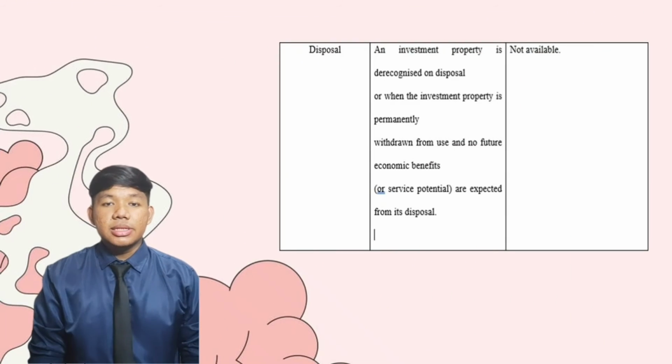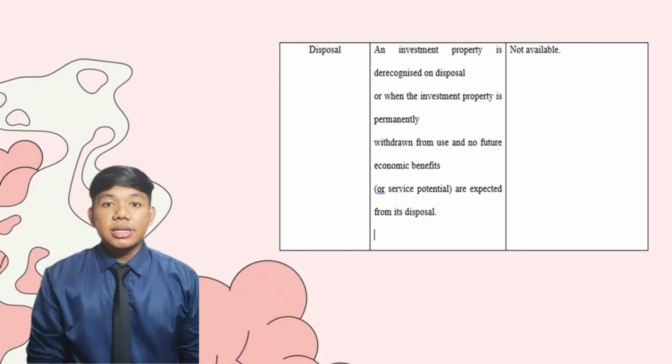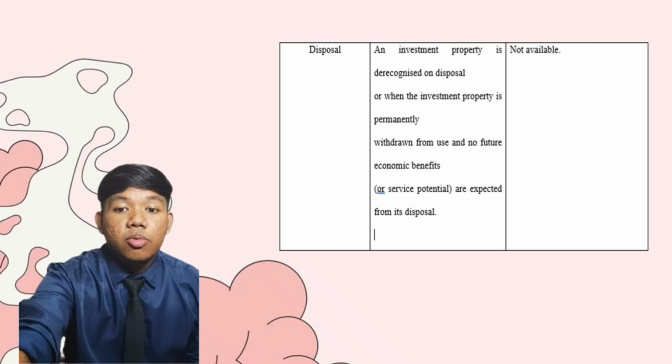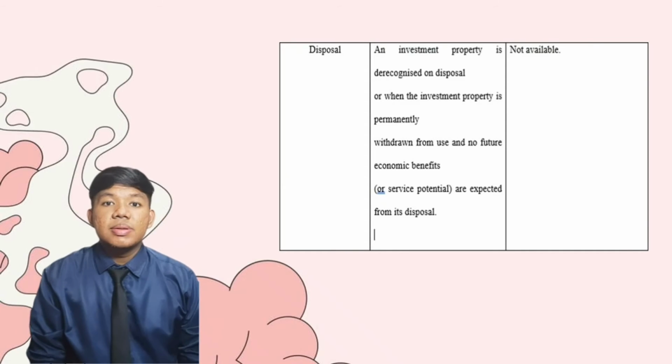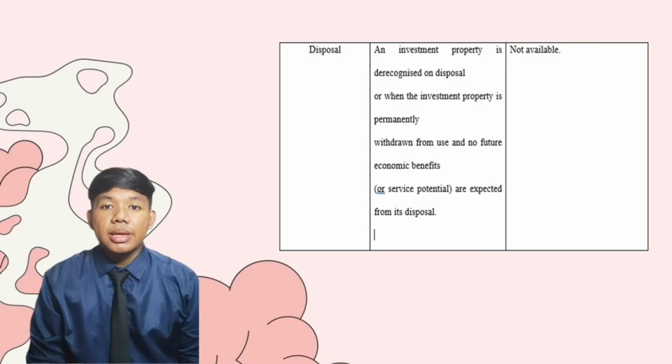The next difference is the disposal. The disposal of investment property according to MFRS 140: an investment property is derecognized on disposal or when the investment property is permanently withdrawn from use and no future economic benefits are expected from its disposal. While for MPERS, there is no section related to the disposal of investment property.